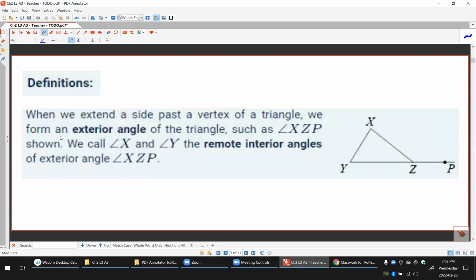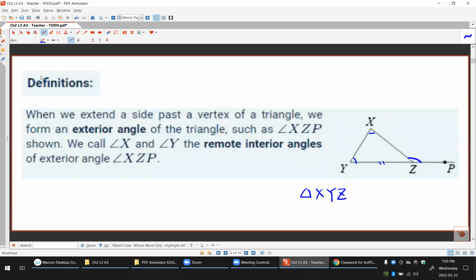Next, let's have a look at what is an exterior angle. When we extend a side past a vertex of a triangle, we form an exterior angle of a triangle, such as angle XZP shown on the right. We call X and Y the remote interior angles of exterior angle XZP. So for example, in the diagram on the right, we have a triangle XYZ, right? If we extend this side to point P, then there is an angle called XZP, right? XZP is called the exterior angle. And angle X and angle Y are called the remote interior angles of exterior angle XZP.